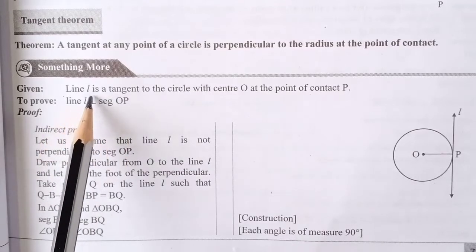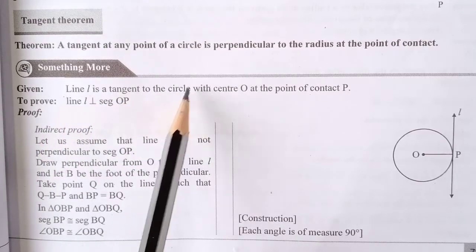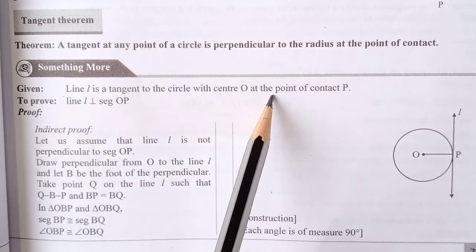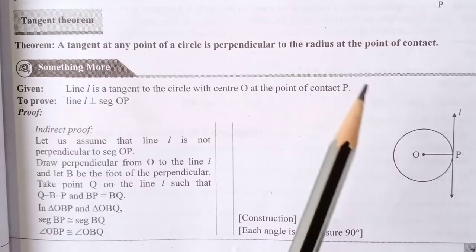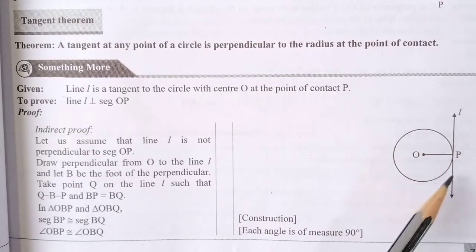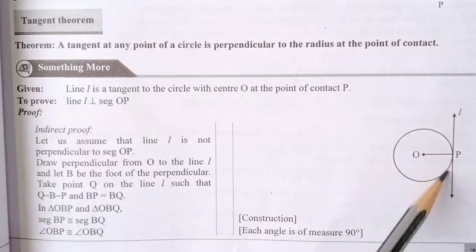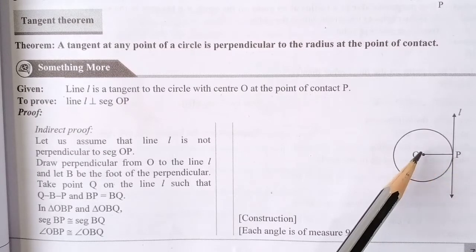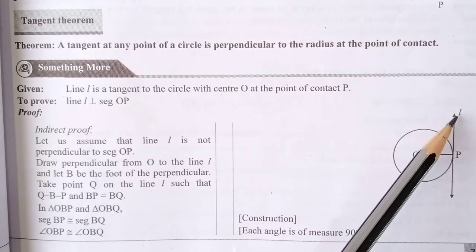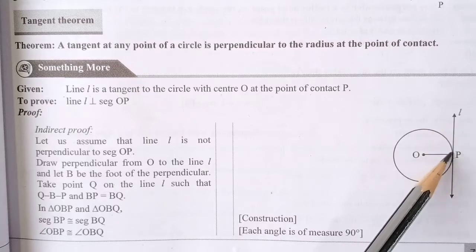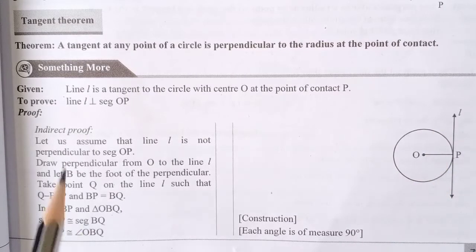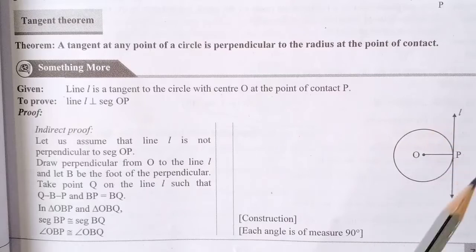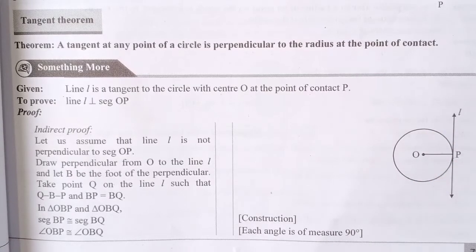Given: line L is a tangent to the circle with center O at the point of contact P. So this is one figure. This is a circle with center O, and this is the line L which touches the circle at point P. You have to prove that OP and this line L are perpendicular to each other. So to prove: line L is perpendicular to segment OP.